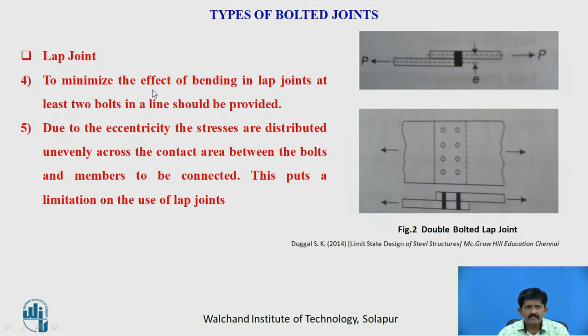So to minimize the effect of bending in lap joint, at least two bolts in a line should be provided. So here you can see, instead of one line of bolts, two lines of bolts are to be provided. Due to the eccentricity, the stresses are distributed unevenly across the contact area between the bolts and the members to be connected. This puts up limitations on the use of lap joint.